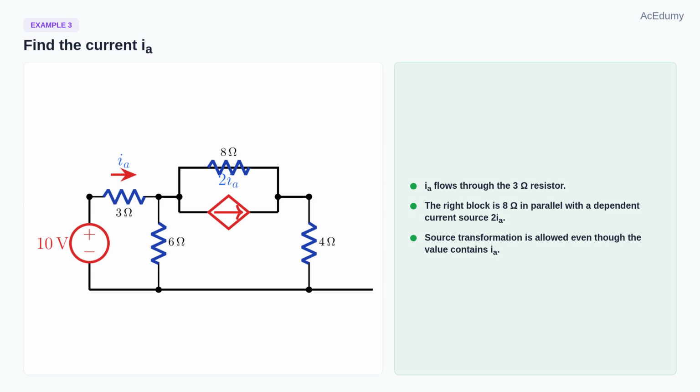The middle branch has 6 ohms to ground. On the right, an 8 ohm resistor is in parallel with a dependent current source of value 2IA. This dependent current source points from left to right, and it is followed by a 4 ohm branch to ground. The important note is that a dependent source does not prevent source transformation. Its value just remains symbolic.